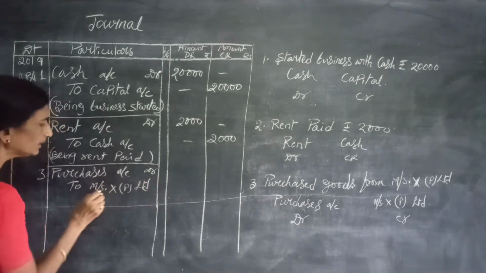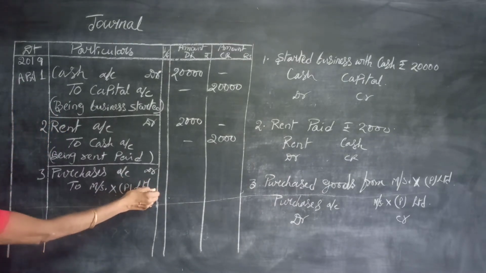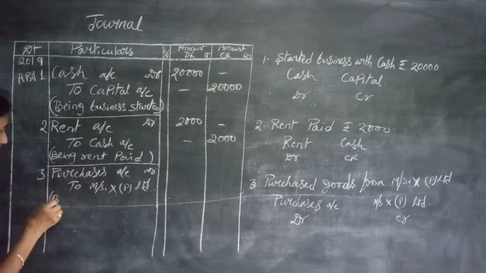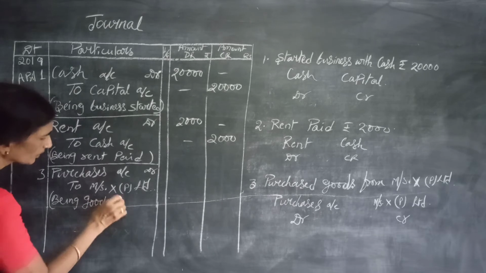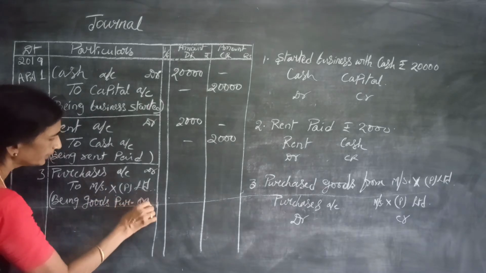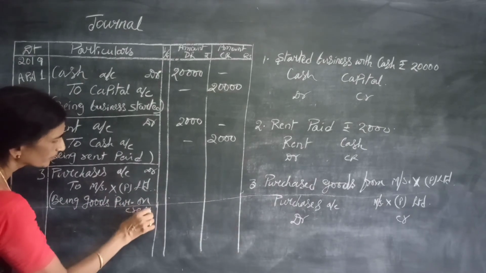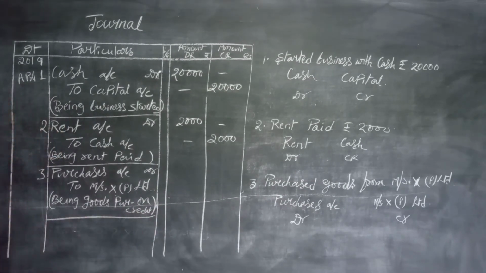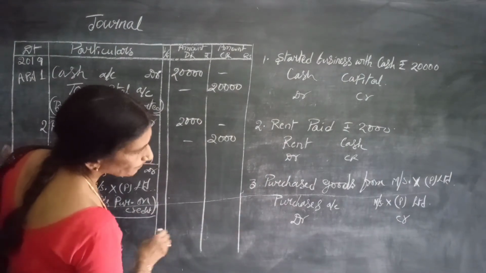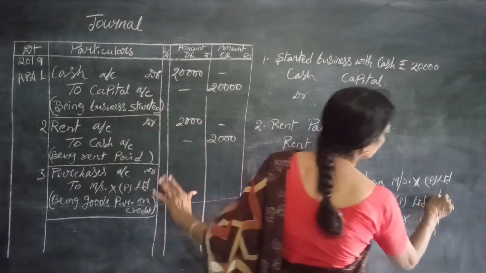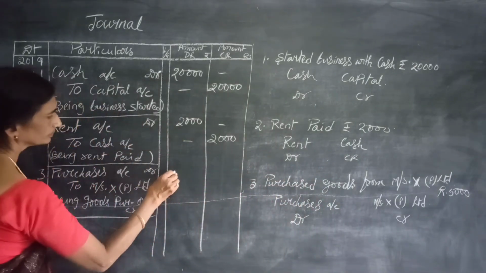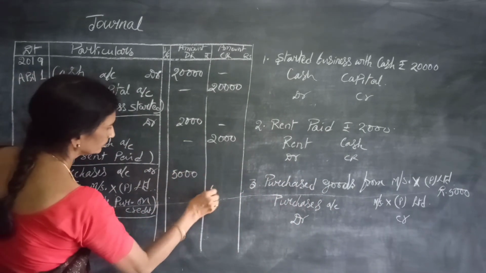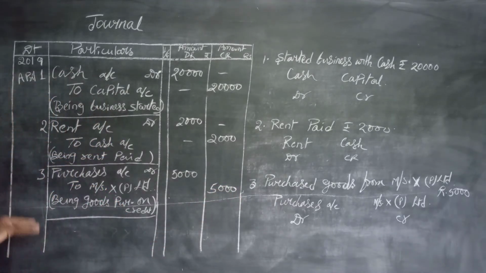Say for example, see, in case of personal accounts, account is not mentioned, being goods purchased on credit. Separated by that. Amount of the transaction is, here it is not given, rupees, say 5,000. Okay, this is. So now let us see some more.